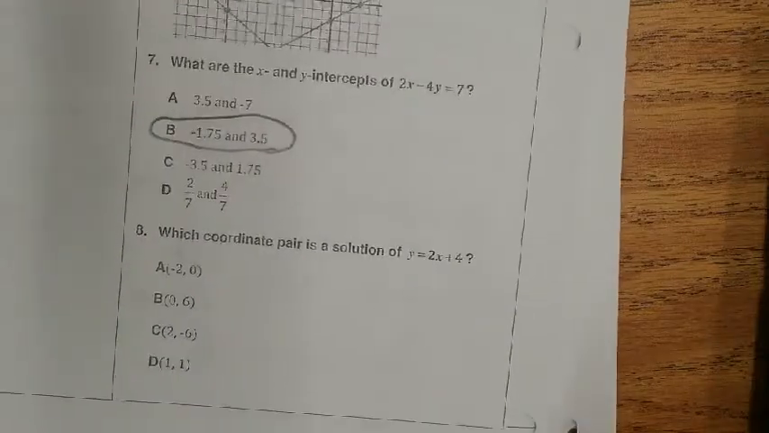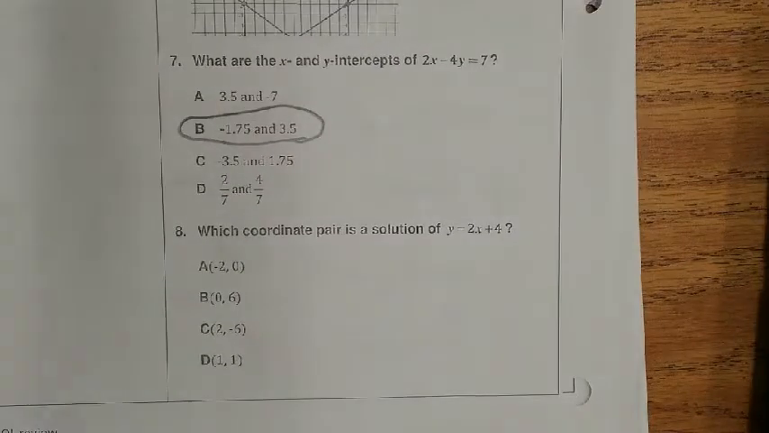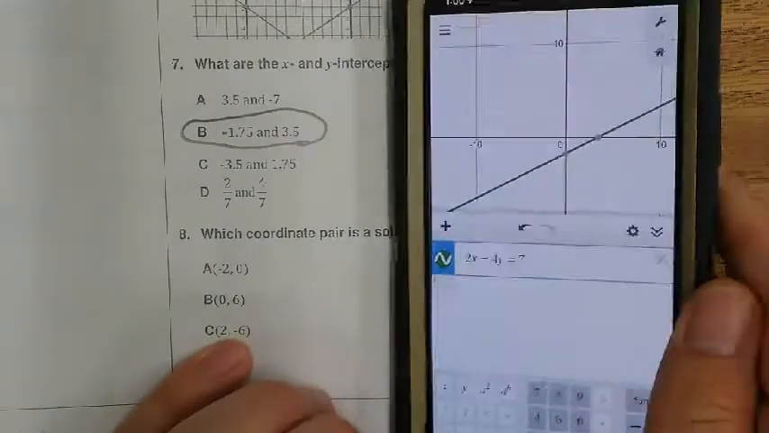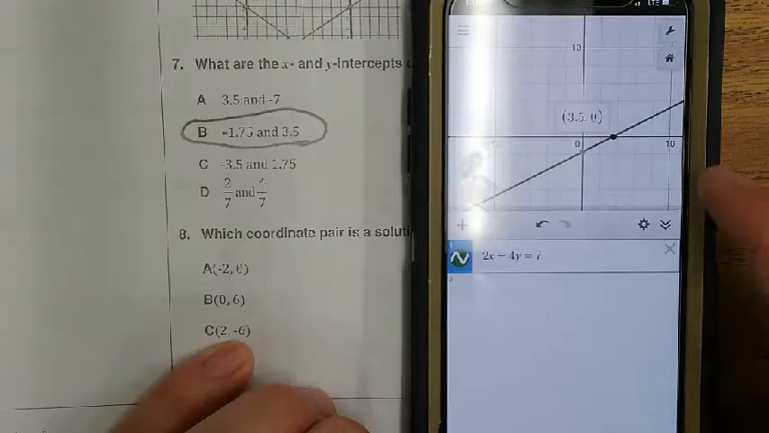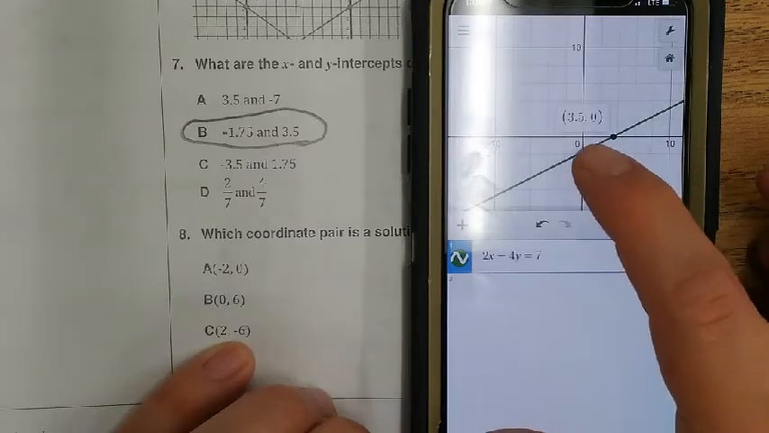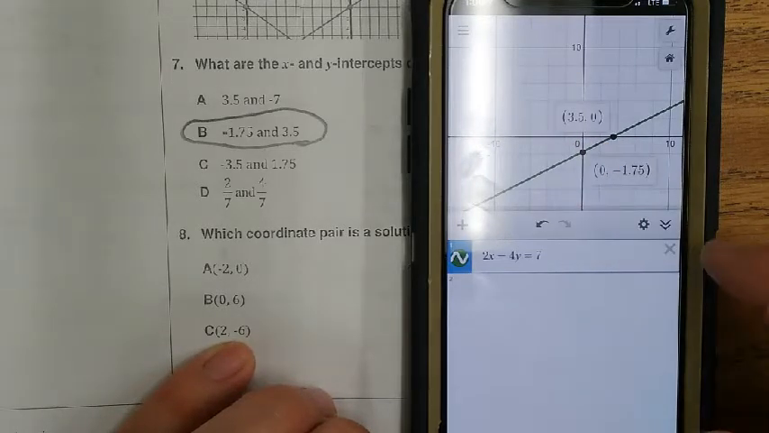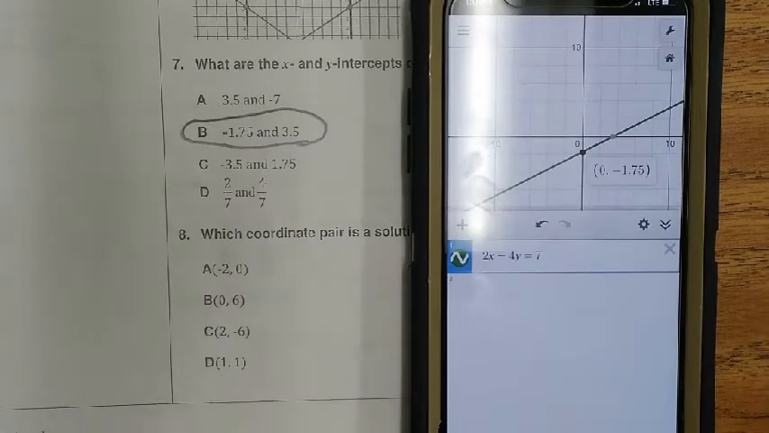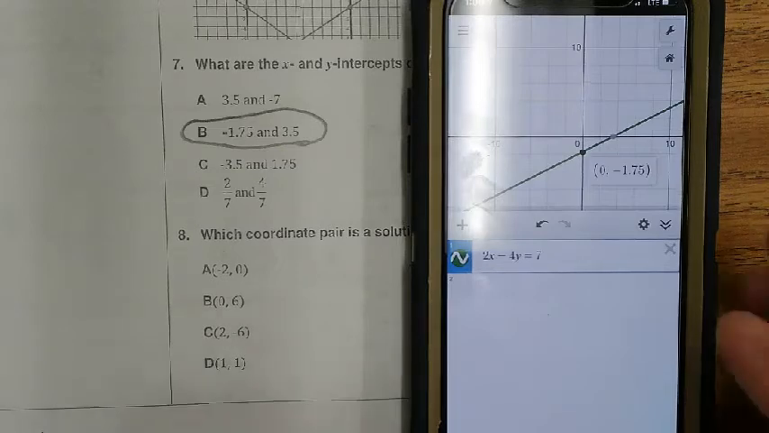Then 7, X and Y intercepts. I don't think I need to go over that, but I'll just show you real quick just in case. X-intercept is where it crosses the x-axis. It crosses the x-axis at 3.5. Y-intercept is where it crosses the y-axis. It crosses the y-axis at -1.75. So that's why that is the answer.